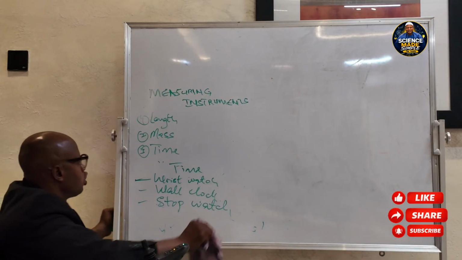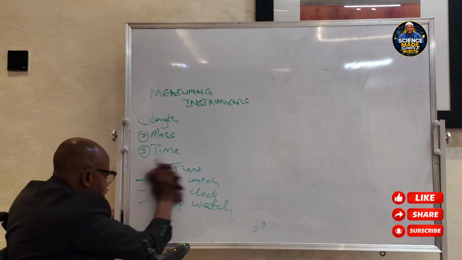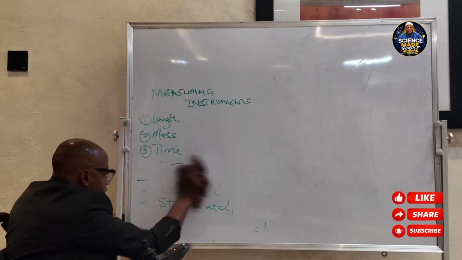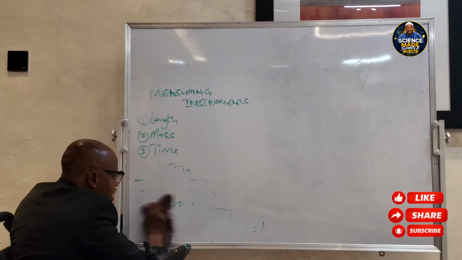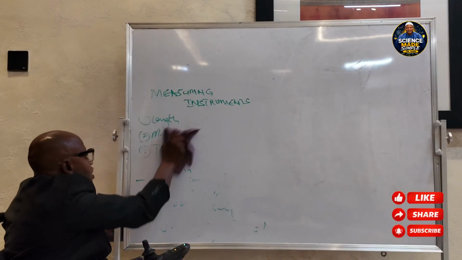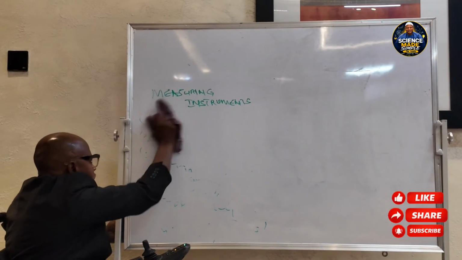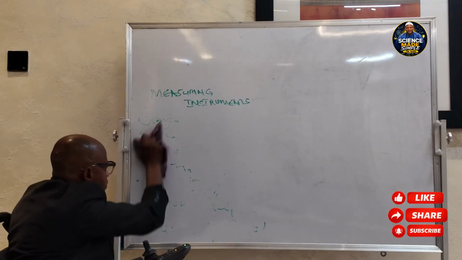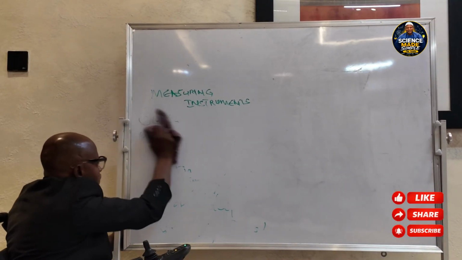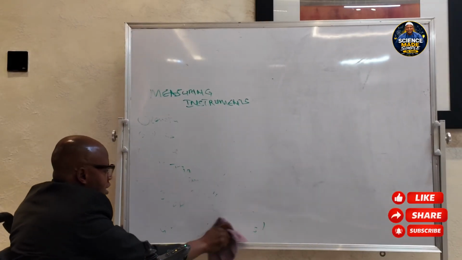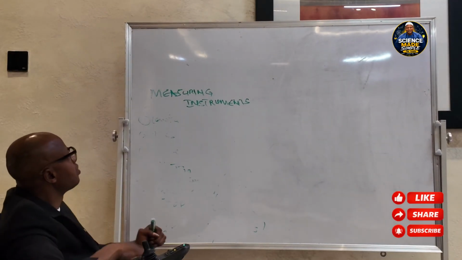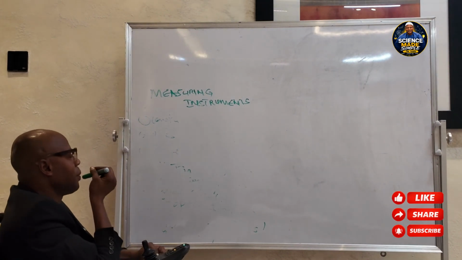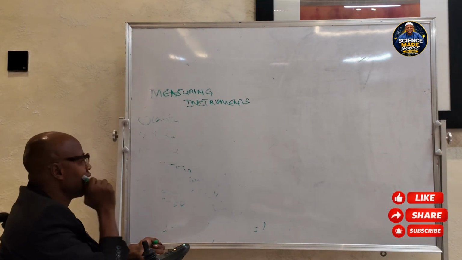Now we want to look at another aspect, which is called dimension. Dimension is the physical nature of the quantity. That is the relationship between the quantity and the physical nature.